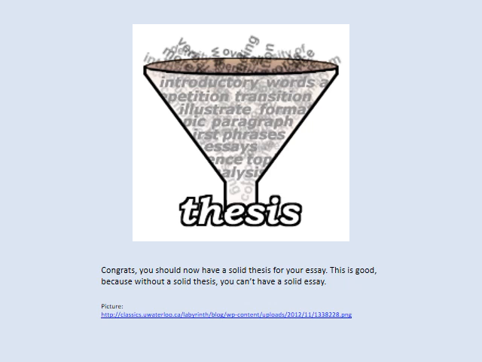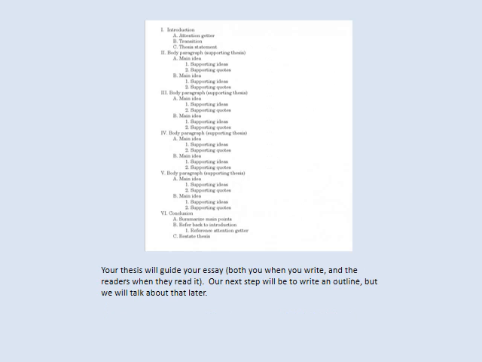All that pre-writing stuff comes down to a solid thesis. And now we've got a solid thesis. You can write a solid essay. Without a solid thesis, you cannot have a good essay. And then after you've got your thesis, you can start outlining, okay, how am I going to set that up? But we're going to talk more about that in class next week.